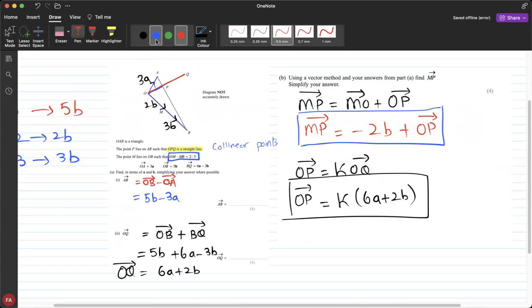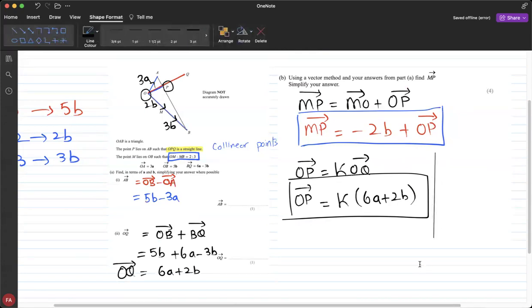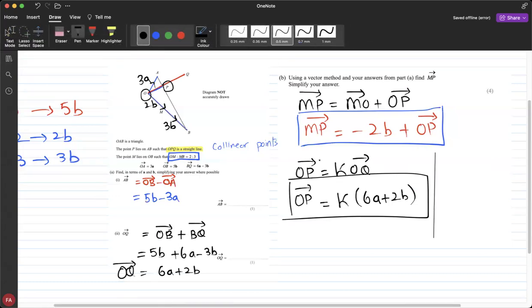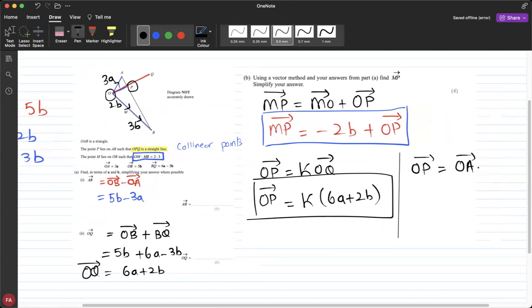If that is the case, in how many ways can I reach from point O to point P? Whenever you come across these kinds of questions and get stuck at such a point, you need to start figuring out in how many ways we can express OP. One way, of course, is by saying that OP is a scalar multiple of OQ, the same concept as K times OQ or any constant times OQ. Another way to go from O to P can be written down as OA plus AP.